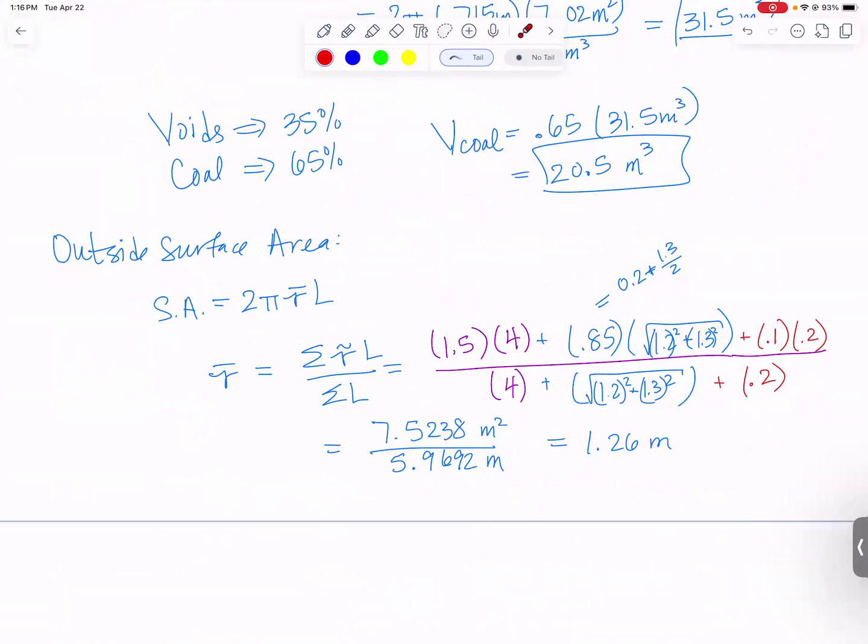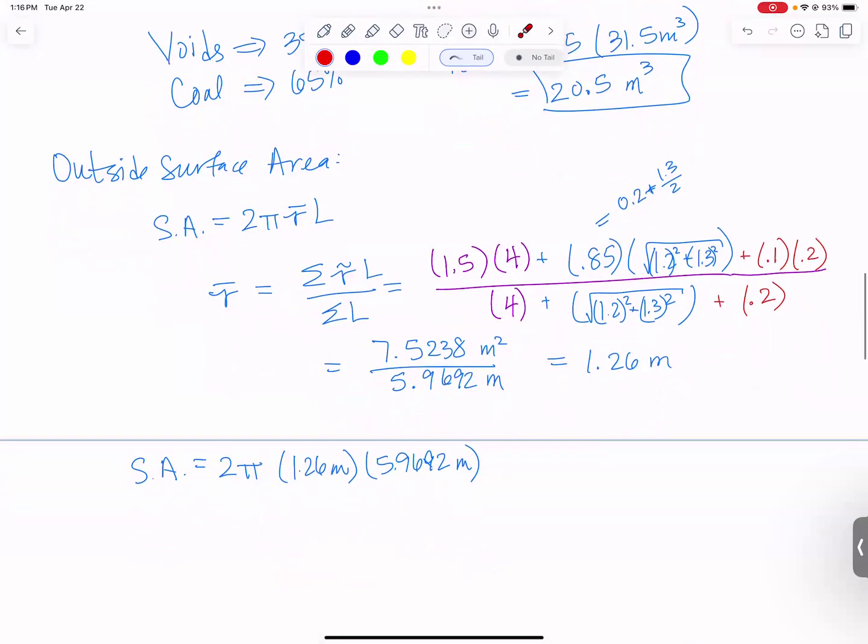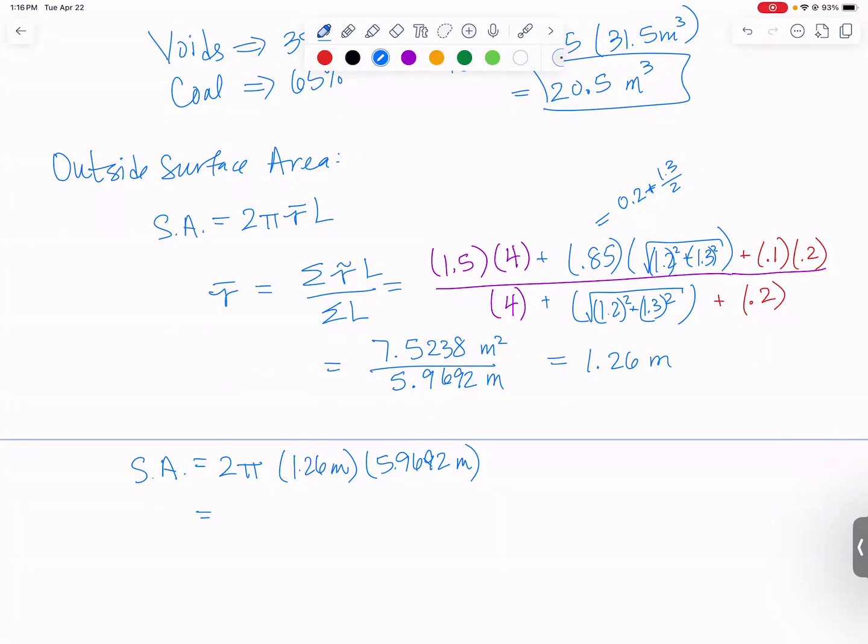Now let's go and calculate the surface area. Surface area is 2 pi times that r bar, which is 1.26 meters, and then the length is the 5.9692 meters. And as you might have noticed before, I could have just taken this number and put it in here because you're going to get 7.5238 again when you multiply that out. We get 47.27 square meters for the surface area of the outside of that.